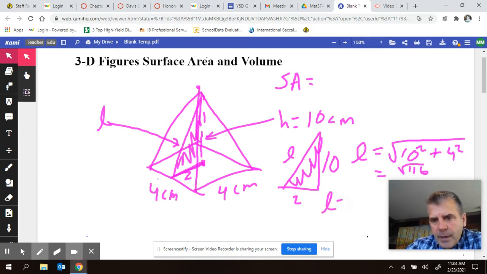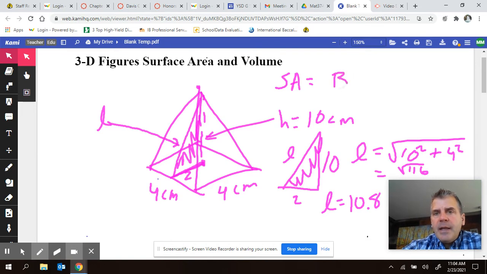So we're going to record the L. We're going to go with 10.8 because it's 10.77 on my calculator. It should be as well on yours. All right, so now we have all the information we need to be able to find the surface area. So think about it. I'm going to take the square base.